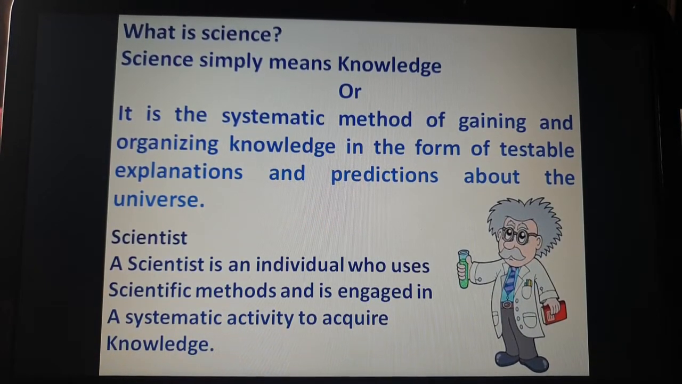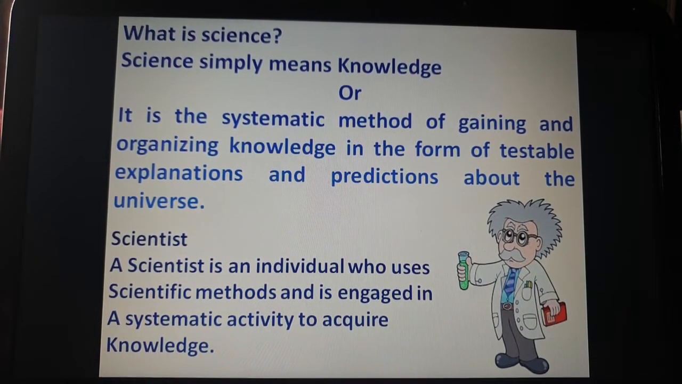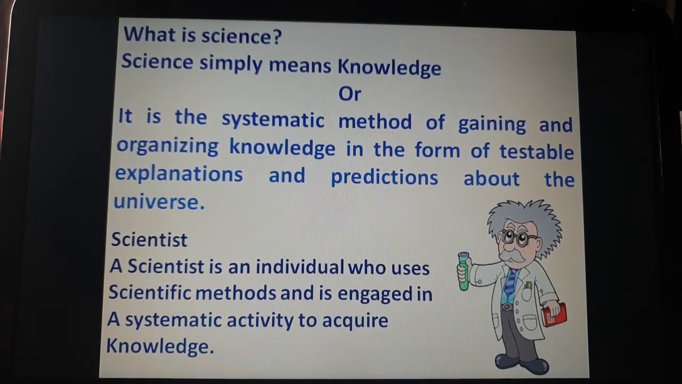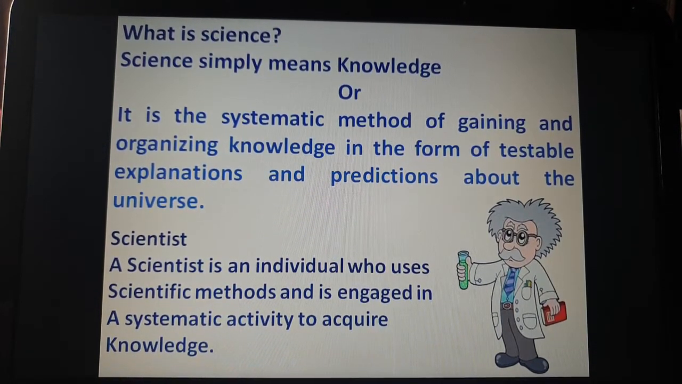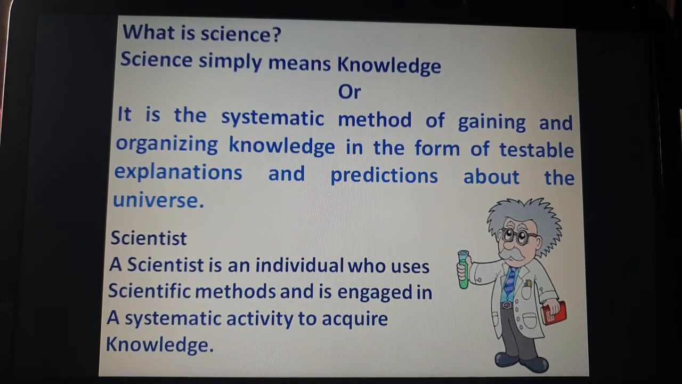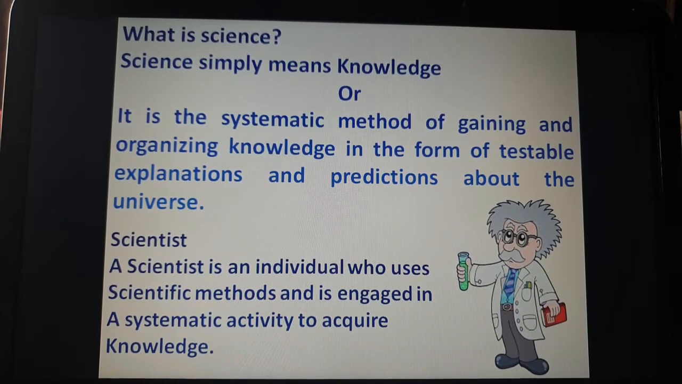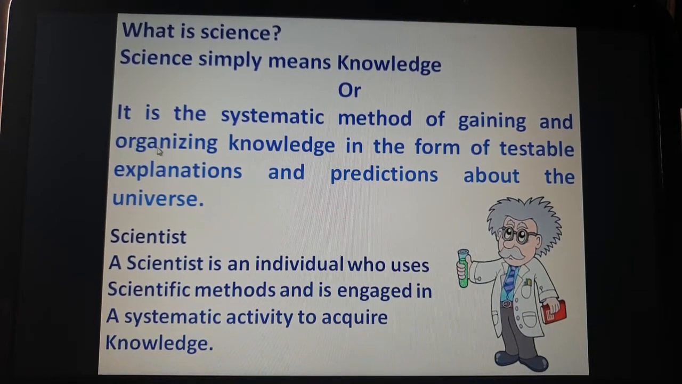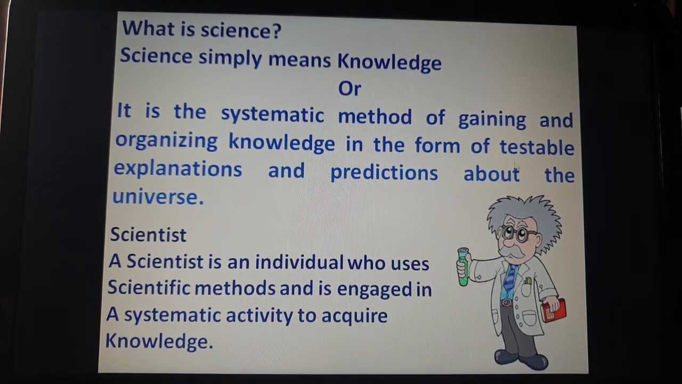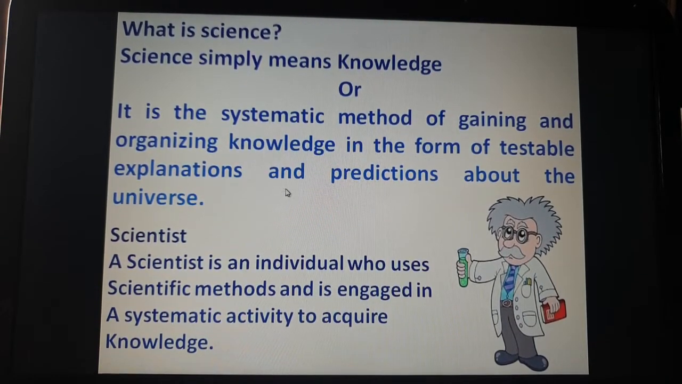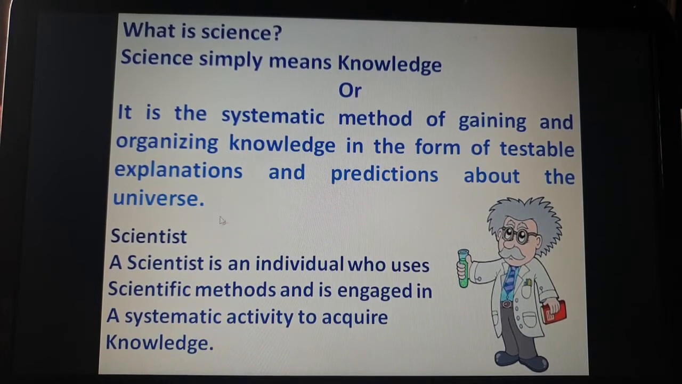First, what is science? In a simple sentence, science is nothing but knowledge. You can simply say science is knowledge. When we come to the definition of science, we can express it as the systematic method of gaining and organizing knowledge in the form of testable explanations and predictions about the universe.